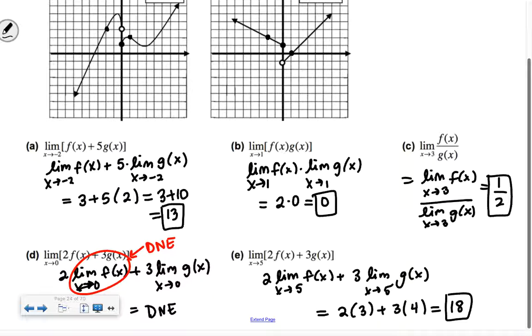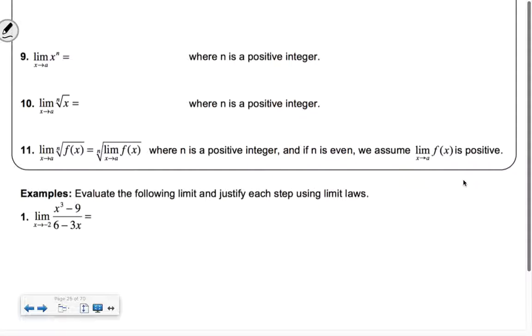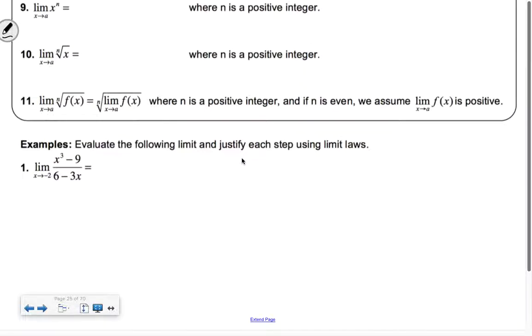You can pull things in, find the limits of each individual function. All right, so there are more limit laws. Did I skip some? Do you guys have more on your page? All right, I don't know.